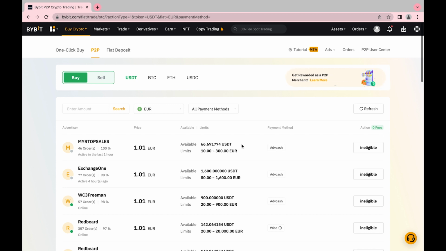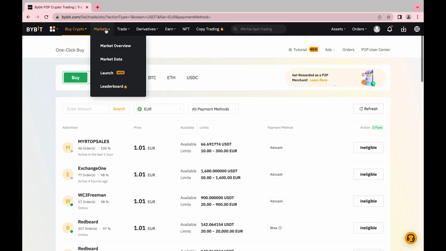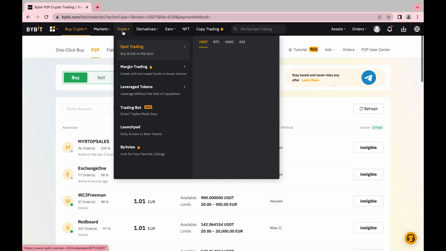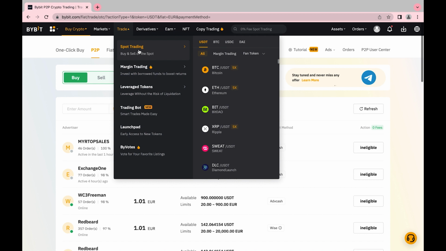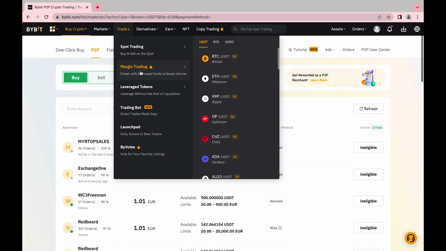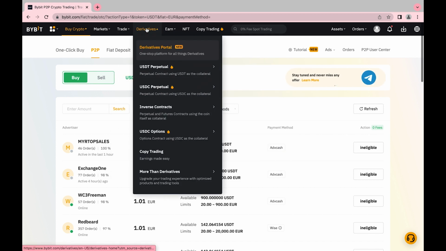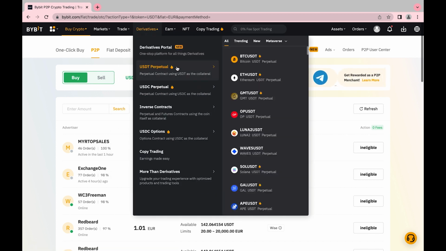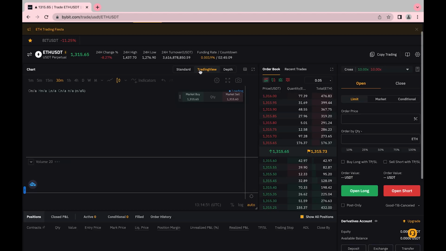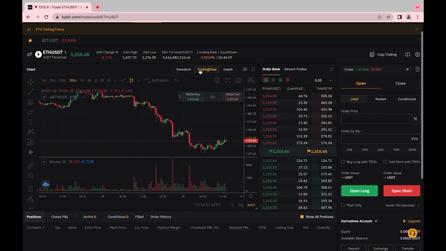As soon as your deposit gets to you, you are ready to go. Don't worry if you have to wait some minutes here, it is safe and secure. Market tab keeps us updated. Trade tab gives options on trading. And I usually choose derivatives, my favorite USDT perpetuals. So let me show you how I get to trading with my favorite Ethereum US dollar pair.